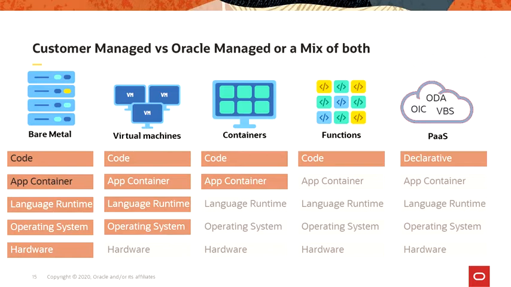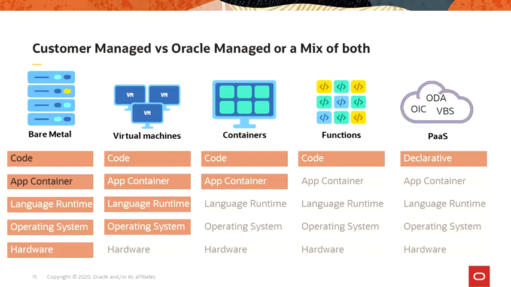The cloud native one is containers. In containers, you would manage your code. You'd manage the container running your code, maybe the language runtime if it's a Kubernetes container. So that's maybe in between. But you wouldn't manage the OS that it's running on. You don't manage Kubernetes itself. We manage that for you.